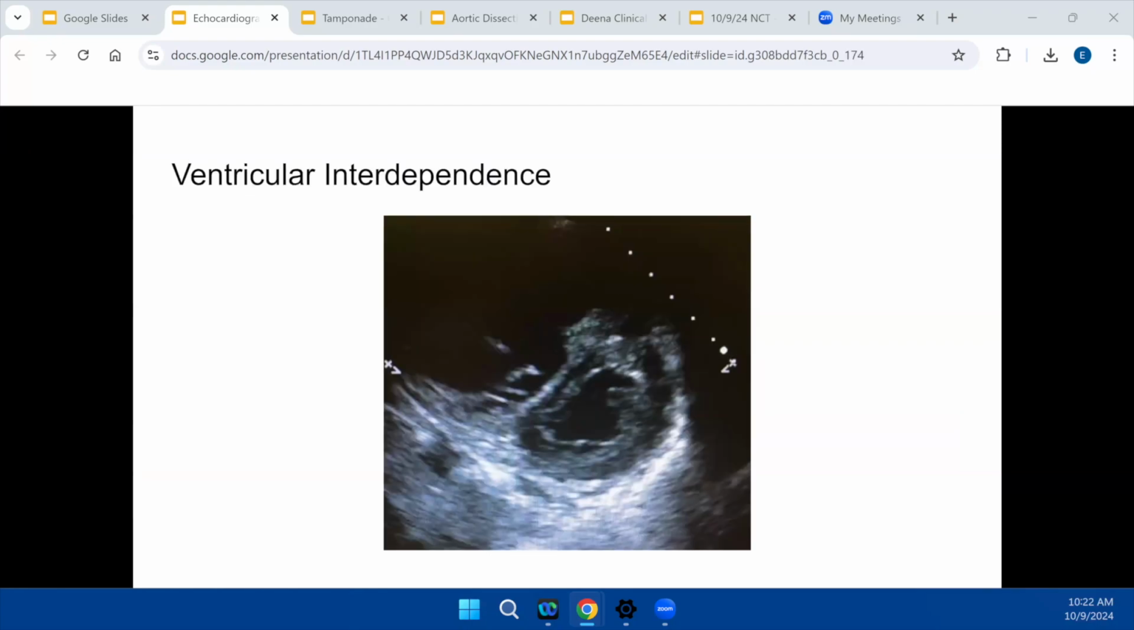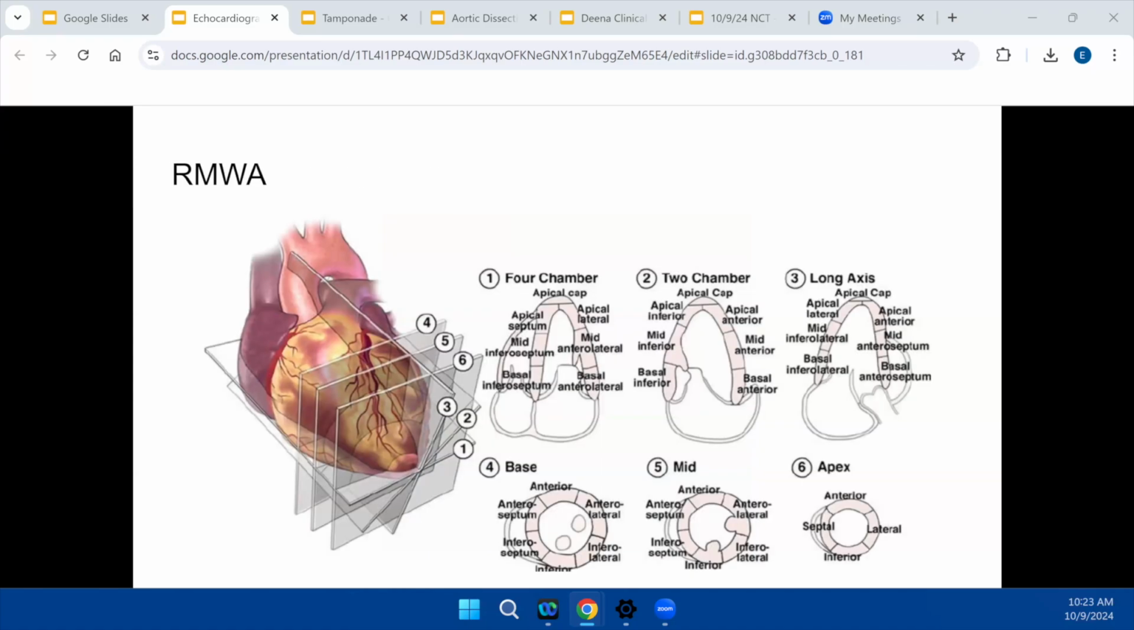D sign, ventricular interdependence. Oh my God, I hear about D sign all the time, right? Please make sure the D sign is real. If you rotate your probe just a little bit, we can simulate it today if you want. I can create a D sign on anyone that I see. So if you see the D sign, same thing as your parasternal view, same thing as your apical 4 view, please make sure that this is real. I'm not going to go over this.